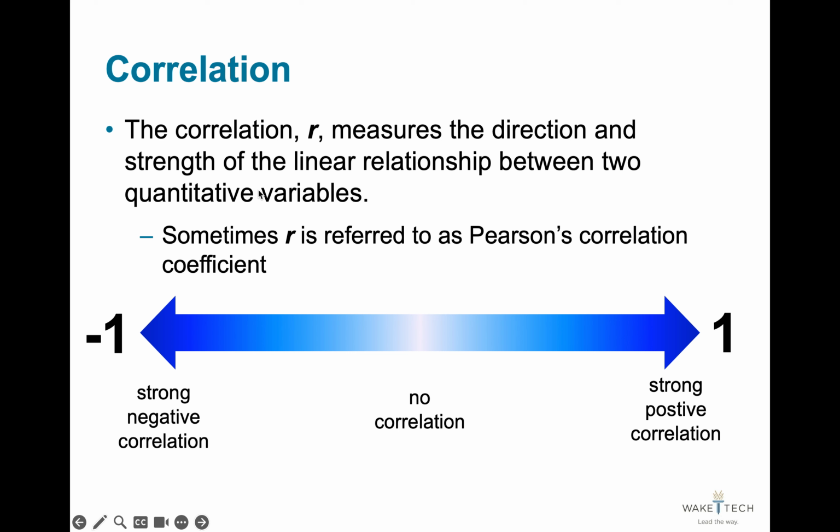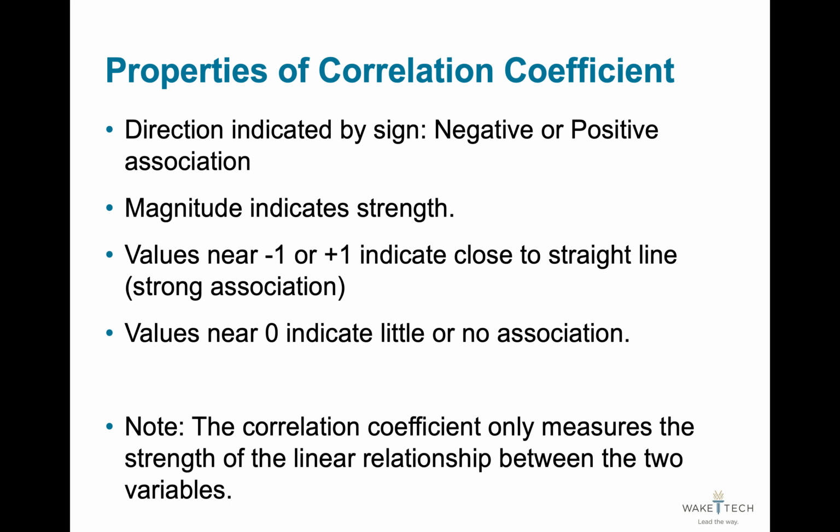The correlation is what's measuring that direction and strength of this linear relationship. Correlation r is what we are using. It is sometimes referred to as Pearson's correlation coefficient, and it's a value that ranges from -1 to +1. If we had a graph that had a perfectly straight positive line, it would be a correlation r equals 1. The direction is indicated by that sign, whether it's positive or negative.